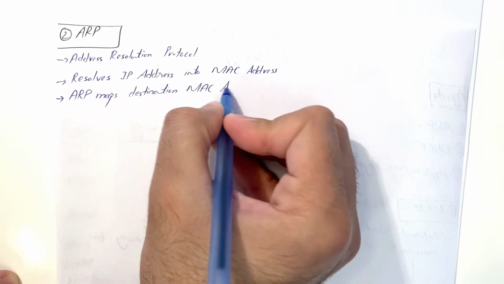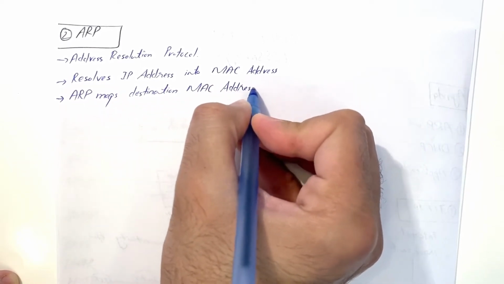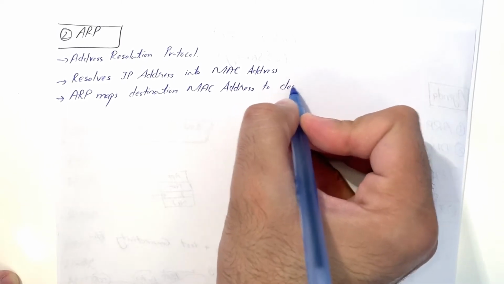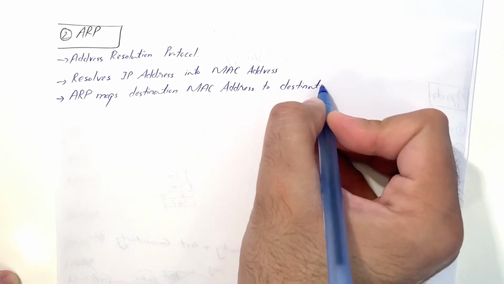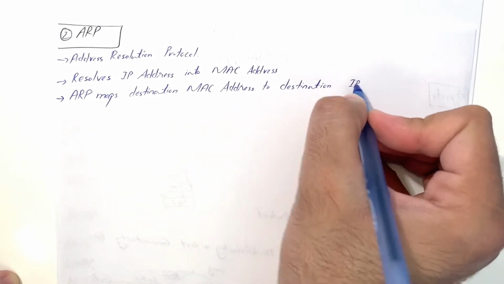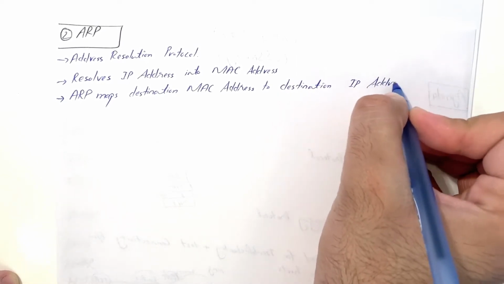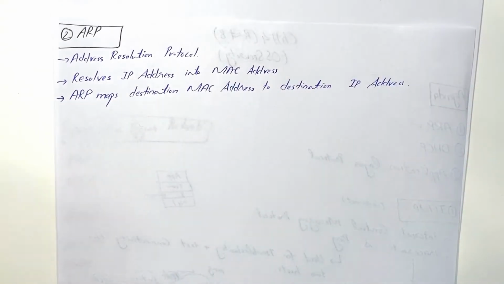destination MAC address to destination IP address. So that's basically what exactly the ARP protocol does.